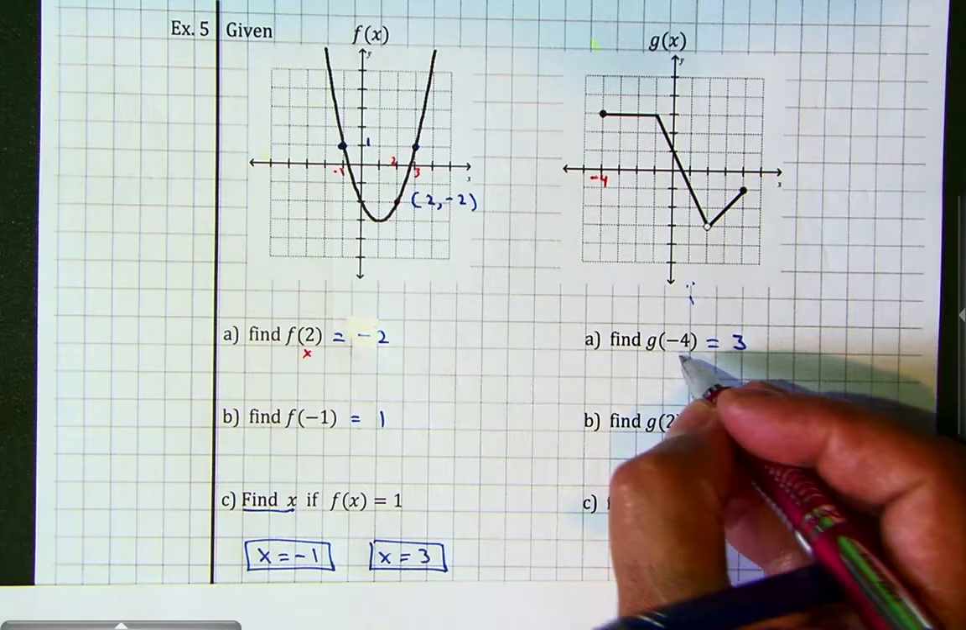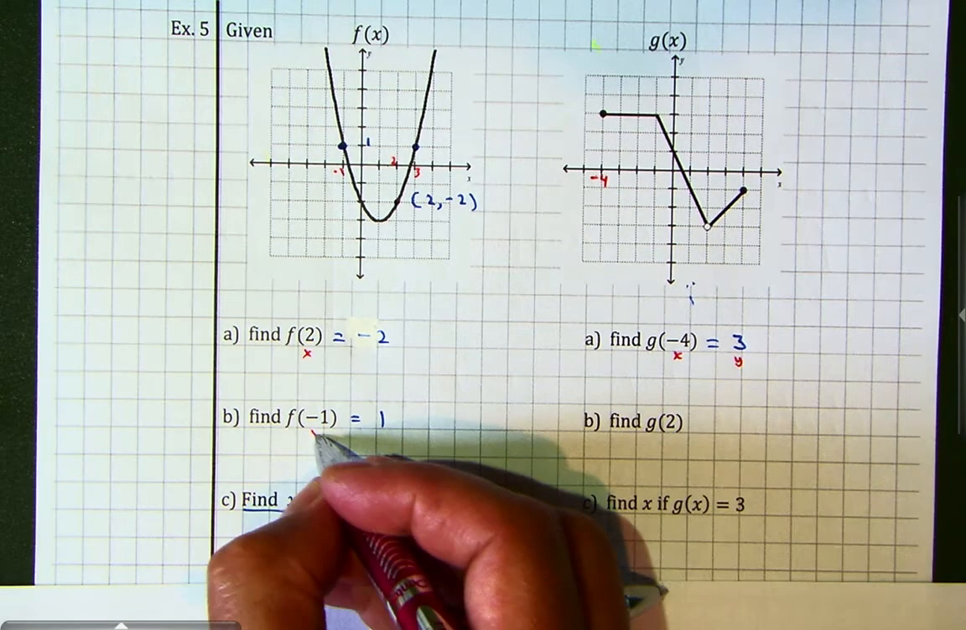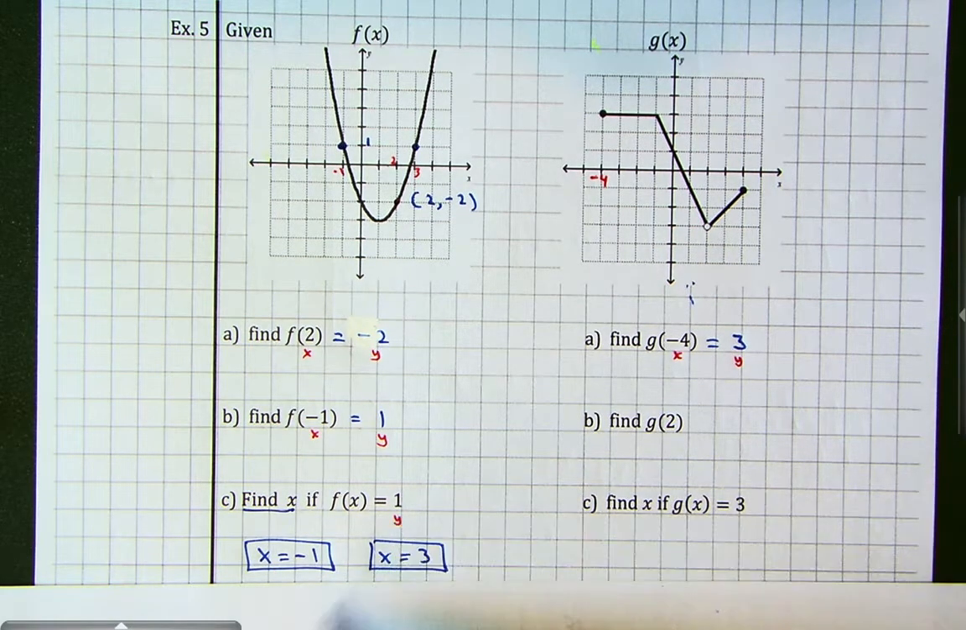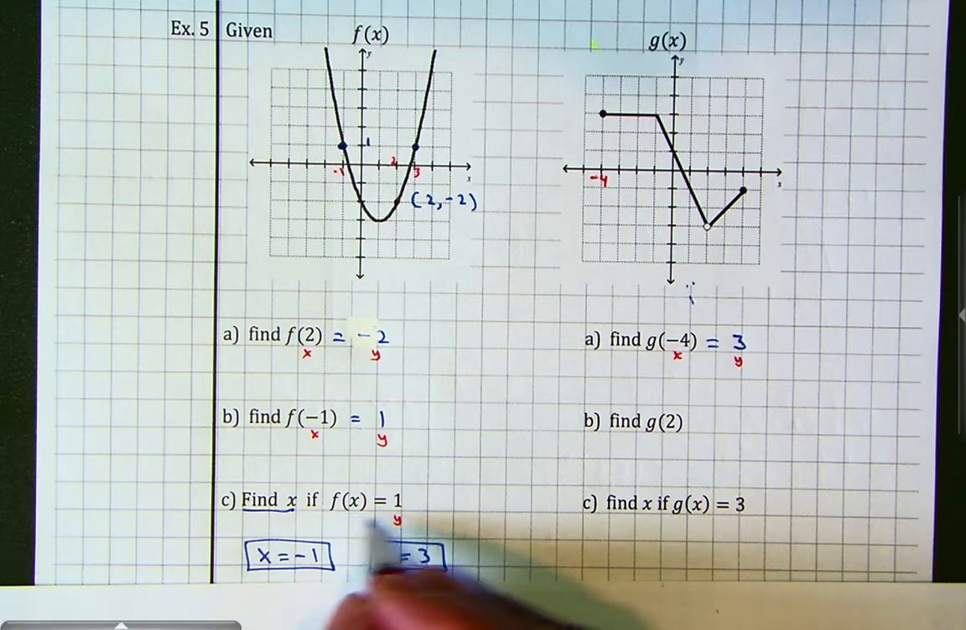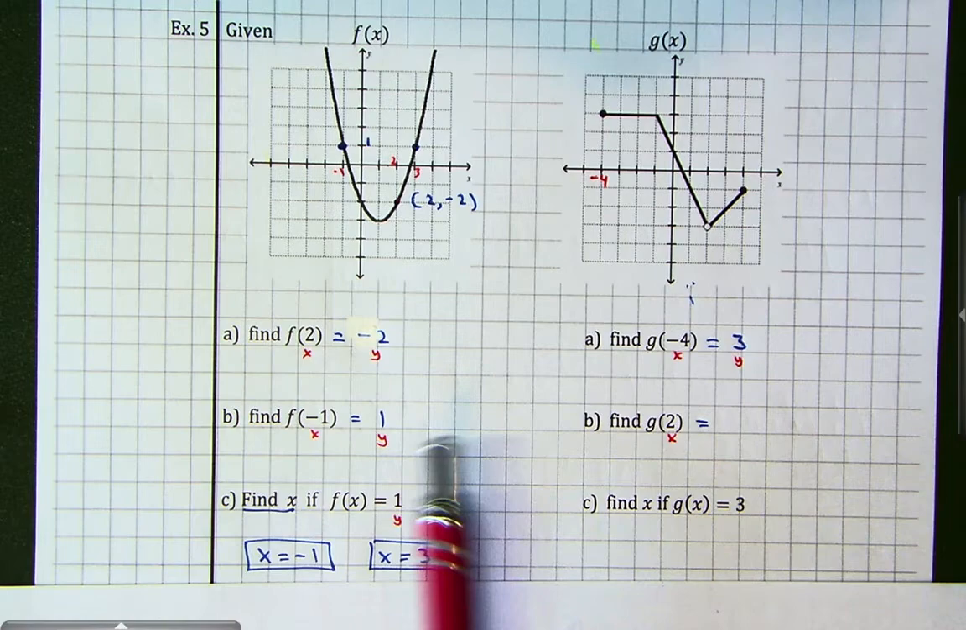Find g of 2. Remember, this is your x. You're looking for the y value. This is your x. We're looking for the y value. In this case, this is your y value. So you're looking for the x. This is your x. You're looking for the y value.